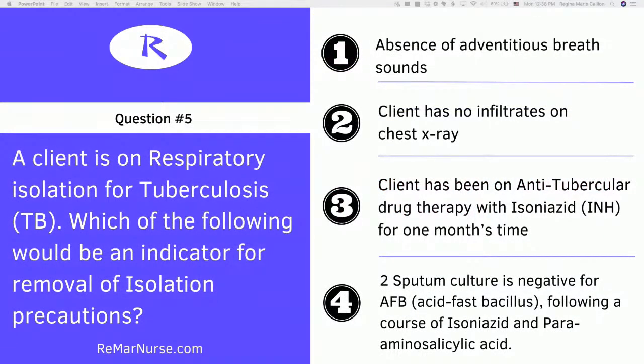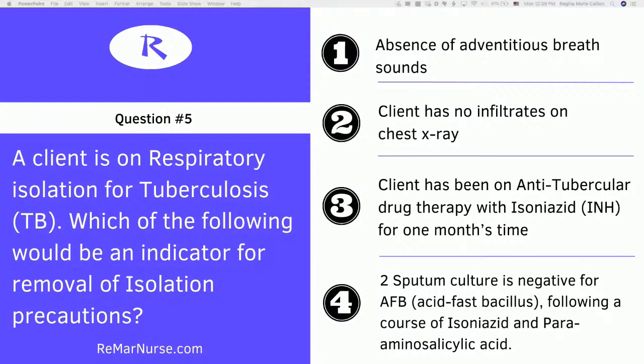Question number 5. We are staying alive on question number 5. A client is on respiratory isolation for tuberculosis. Which of the following would be an indicator for removal of isolation precautions? Number 1, the absence of adventitious breath sounds. 2, client has no infiltrates on a chest x-ray. 3, client has been on anti-tuberculin drug therapy with isoniazid for 1 month's time. 4, 2 sputum cultures negative for AFB following a course of isoniazid and para-aminosalicylic acid. Woo, that's a mouthful for you.